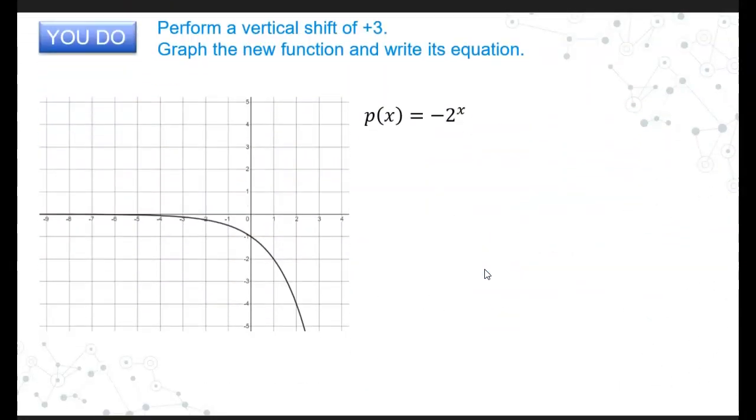So you give this one a try. Pause the video, sketch this down on your own paper, or you could even just point at it on the screen, what you would do to shift this graph up 3, right? That's how we would interpret +3. We're going to shift it up 3. Give that a shot, then come back to the video and see if we get the same answer.